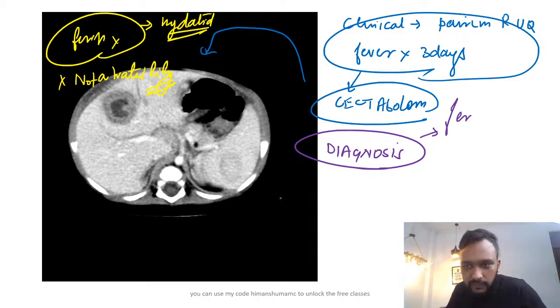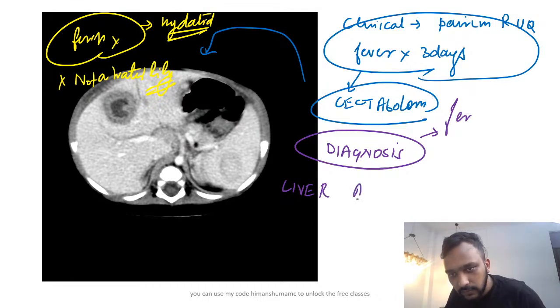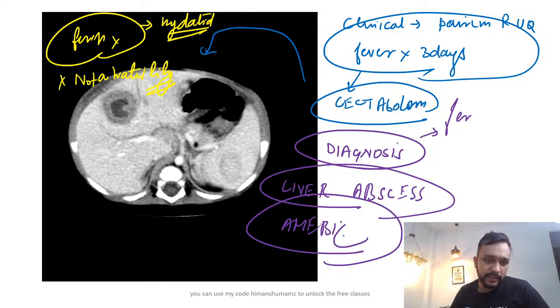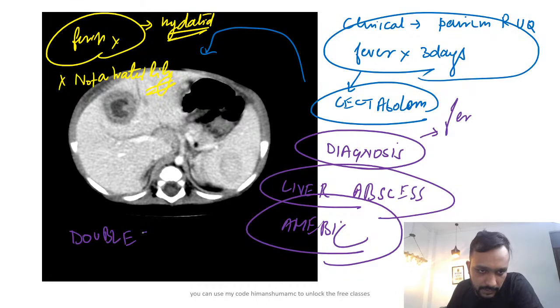This is a case of liver abscess. Okay, liver abscess, pyogenic liver abscess, amoebic liver abscess. So guys, this liver abscess is going to have one characteristic sign that is known as double target sign. This liver abscess is going to show the sign which is known as double target sign.